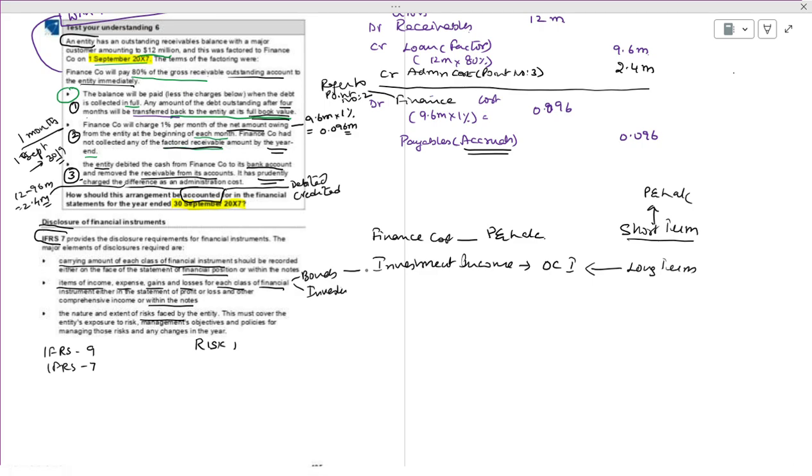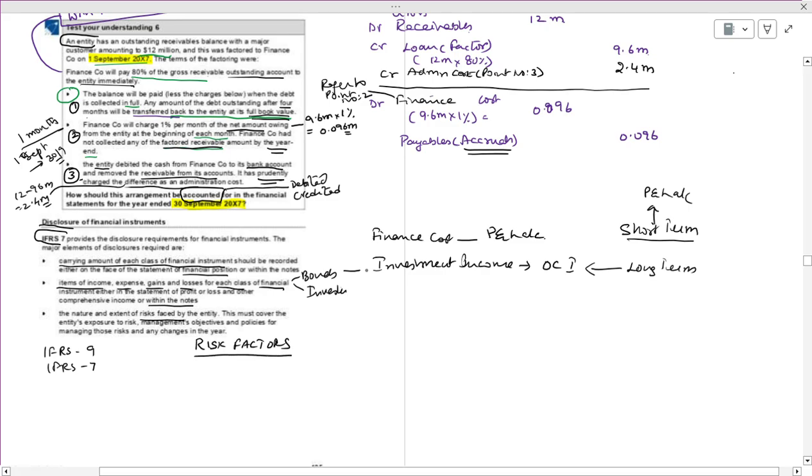If you see, they will mention risk factors in the annual report. When you are looking at the annual report, they will mention it as risk factors. Anything that is there, you have to disclose it. What IFRS 7 says: anything regarding the carrying amount, you have to disclose. Income, expenses, gains and losses, you have to disclose. Anything with any nature of risk, you have to disclose.